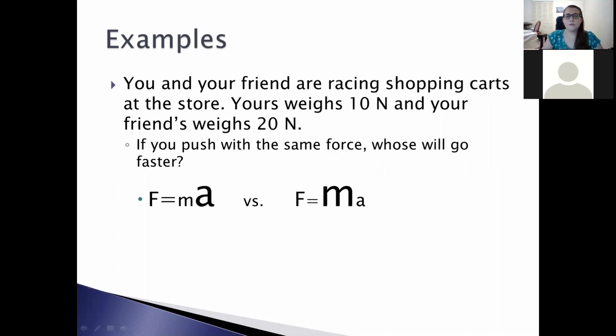But now, in order for the force to be the same size, if one has a smaller mass, that must mean it has a bigger acceleration. And if one has a big mass, that means it has to have a smaller acceleration. Just mathematically, that's how it has to happen. So I tried to help visualize that with the equations.